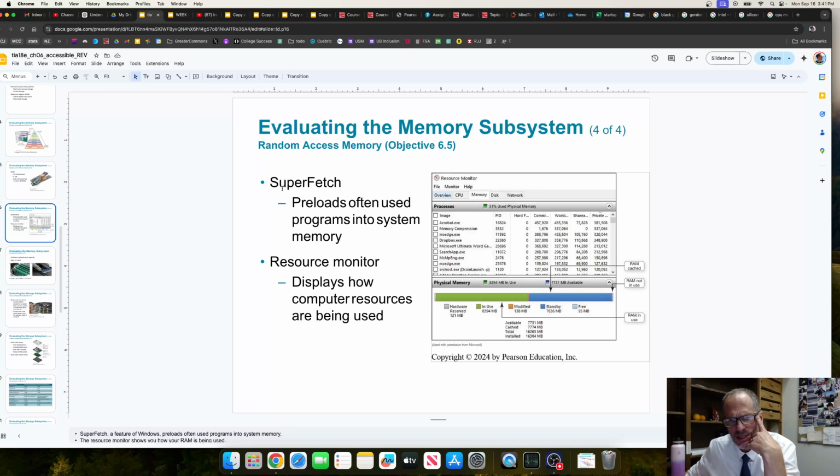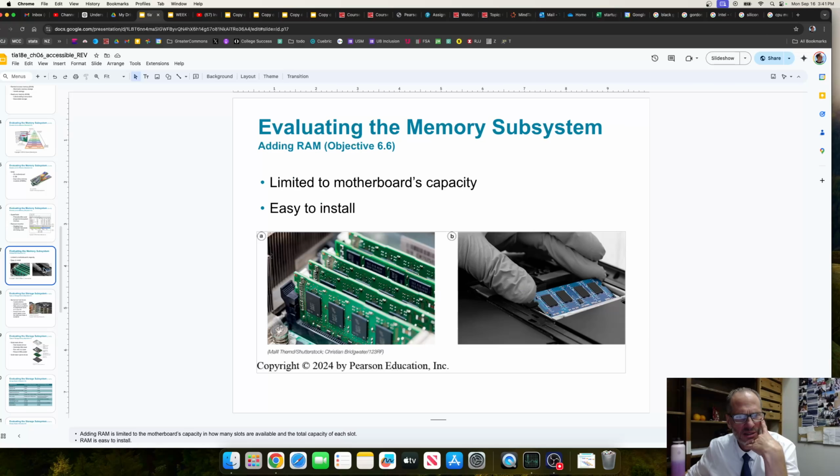But something else is that the CPU will often preload what it thinks you're going to need, so it could get it closer to the CPU. So if you do need that, it's ready to be there to be processed. And we learned about resource monitoring already.